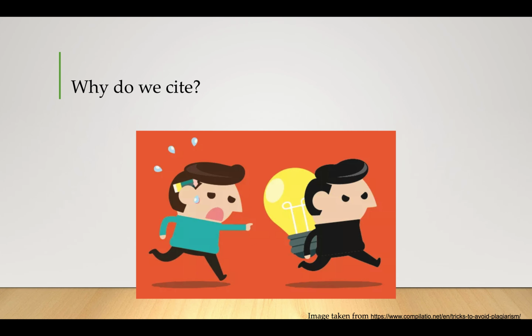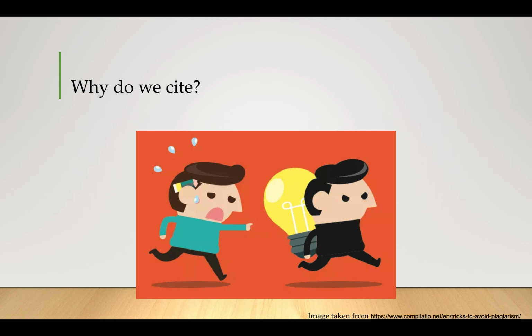So why do we cite? We cite and give credit where credit is due because we want to avoid plagiarism first and foremost. Avoiding plagiarism basically just means that you recognize someone else's intellectual property.